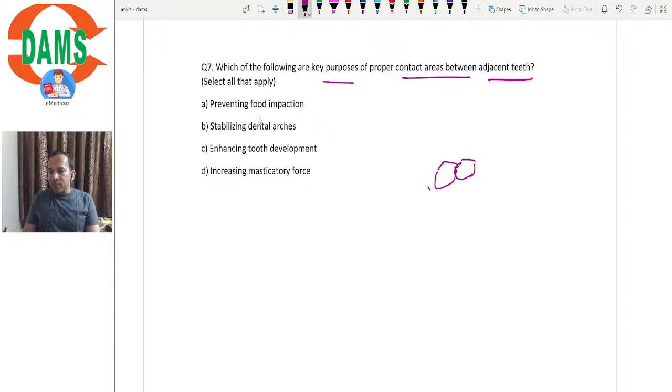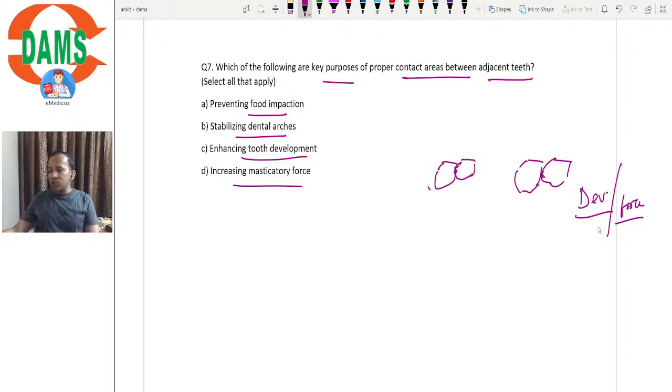Options are: A, they prevent food impaction; B, stabilizing dental arches; C, enhancing tooth development; and D, increasing masticatory force. So do you think the contact between two teeth will have anything to do with their development or the force of mastication? Answer would be no, isn't it?